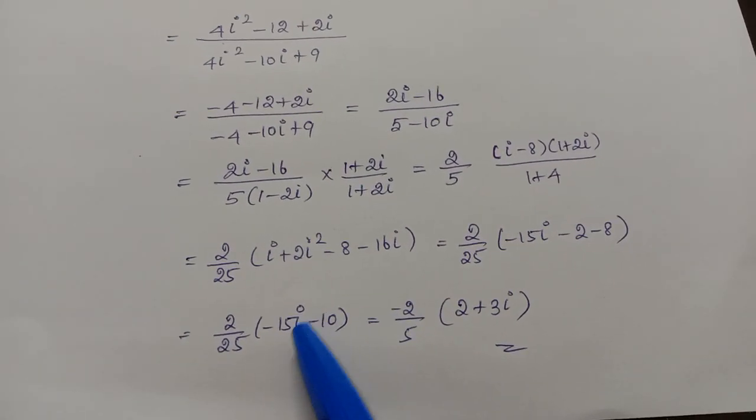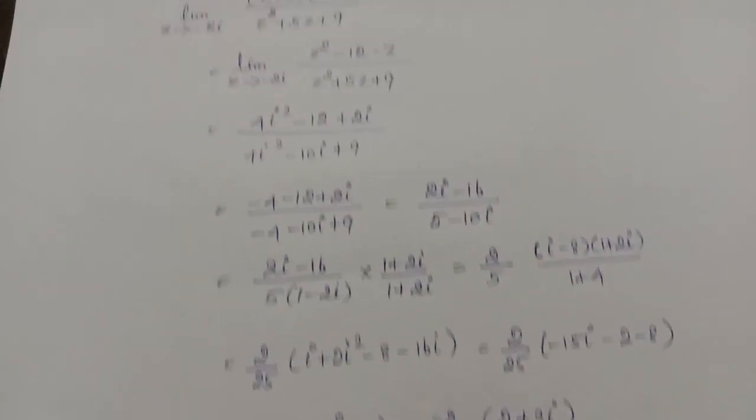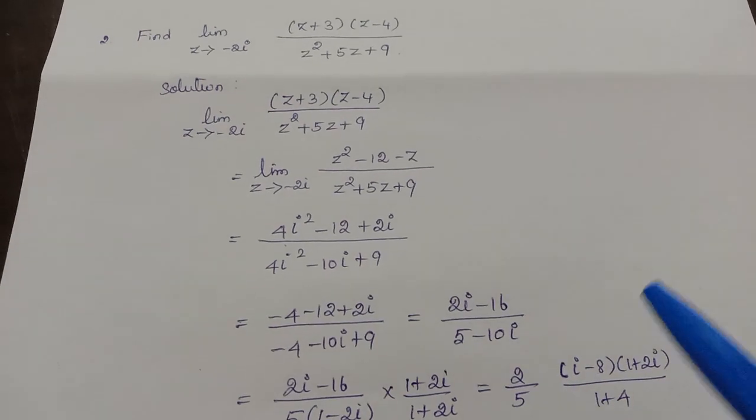Okay, now you take 5 outside and cancel. So this is the final value we are getting. So this is the value of the limit at z equal to minus 2i for the given function.